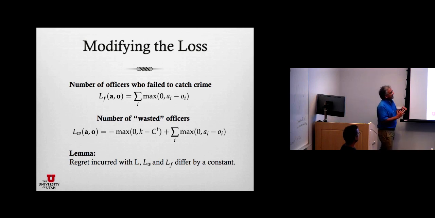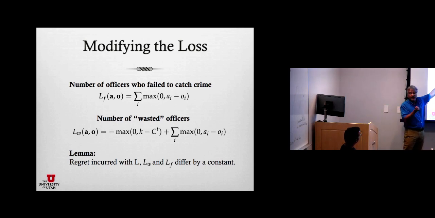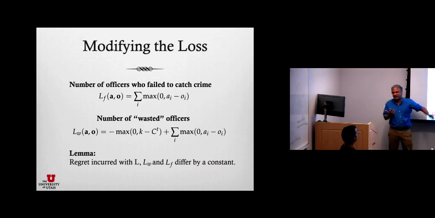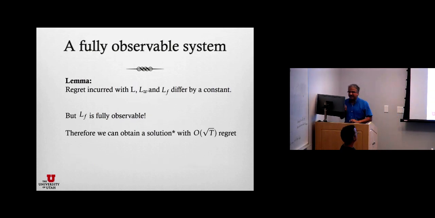basically, rather than looking at the amount of crime you miss, you look at the number of officers who failed to catch any crime. And you can show that the regret you get from these things differ by a constant, which means that the optimal solution is the same. Optimal strategy is the same. But this, if you call your officers back and say, well, did you catch any crime or not, is observable. So this becomes what is called a bandit problem, or technically a semi-bandit problem, and you can get a solution to this regret.